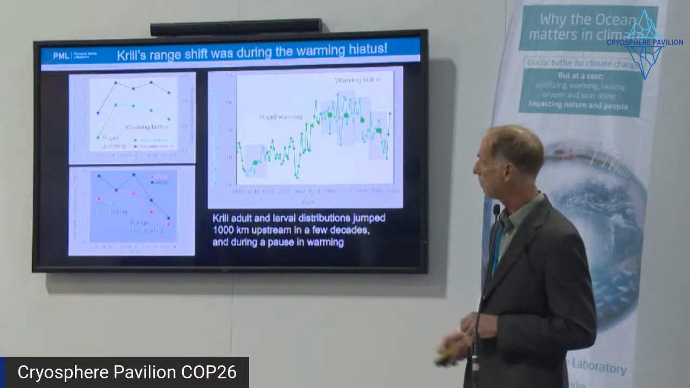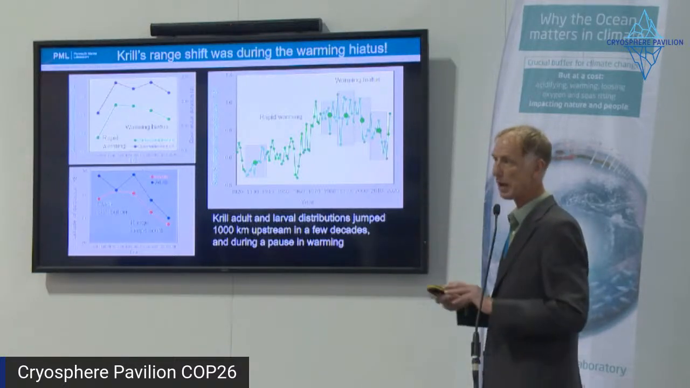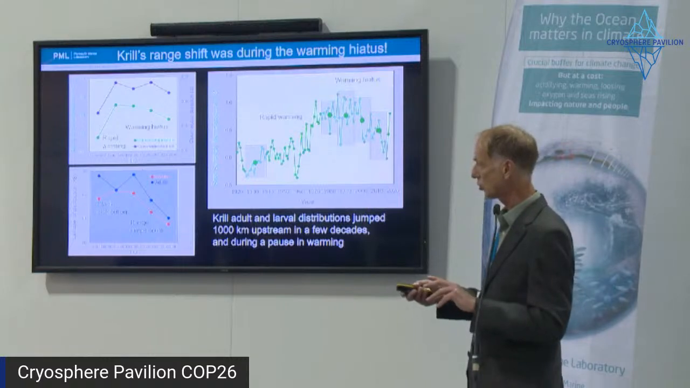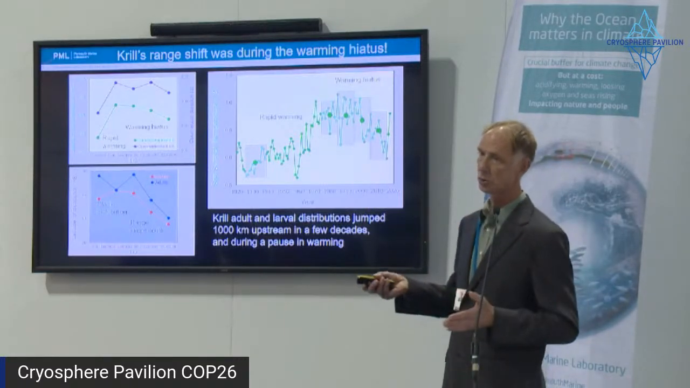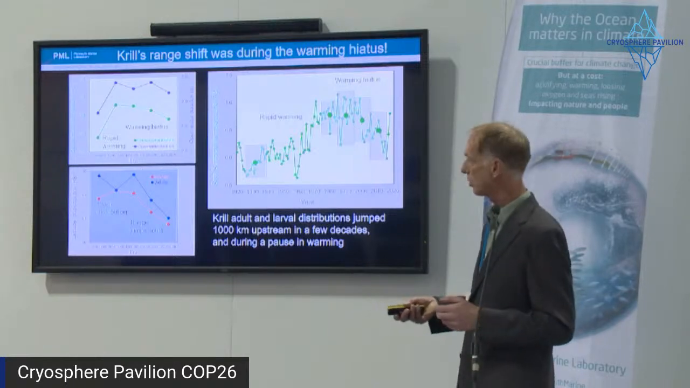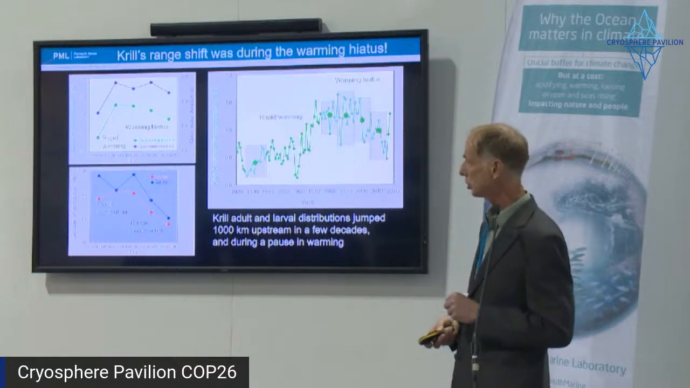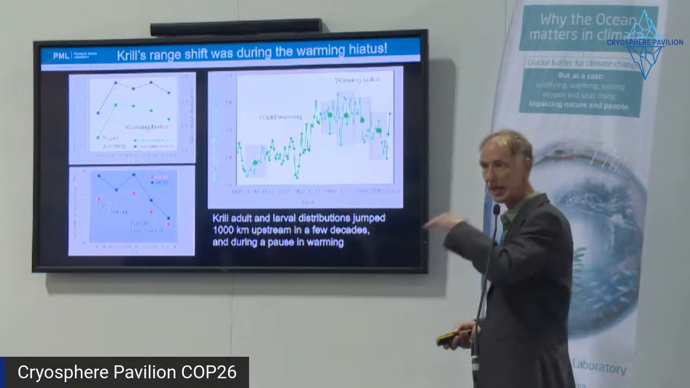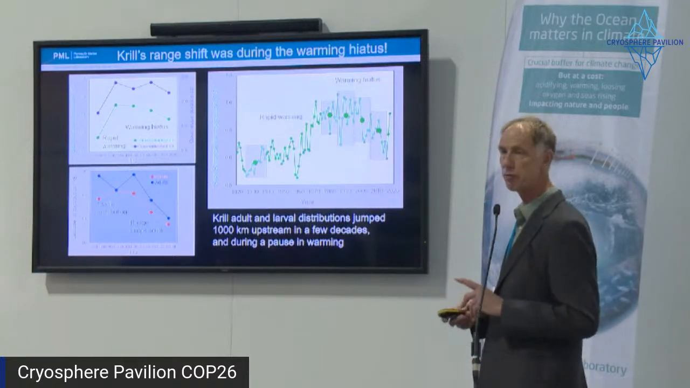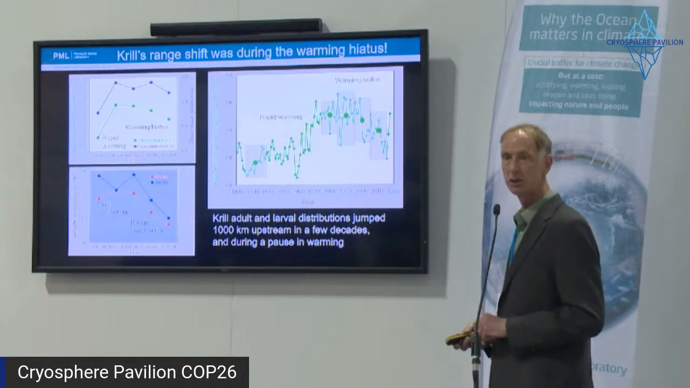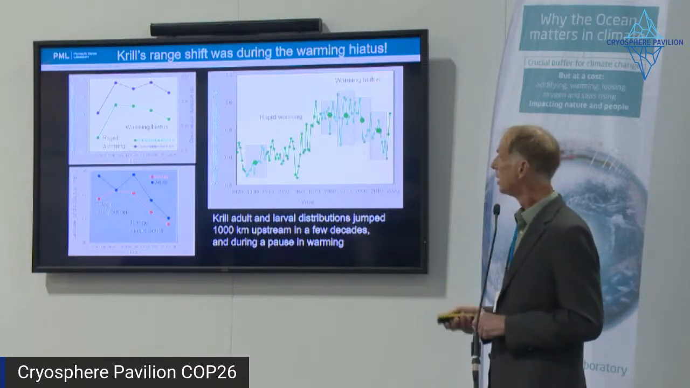So if you compare that now with the distribution of the population centres of both the larval and the post-larval krill, the adult krill, it's a really, really surprising result, because when the water was warming, they've actually stayed put. They've maintained a consistent distribution in the Scotia Sea area. And it's only during this hiatus, the pause in the warming, that the population have shifted, and they've really, really shifted fast. 1,000 kilometres in only a few decades. That's a massive population displacement.